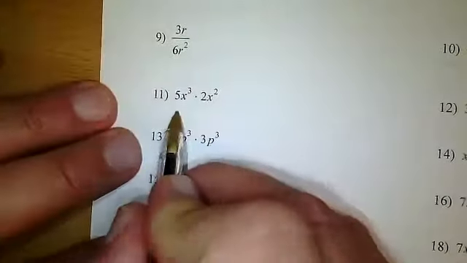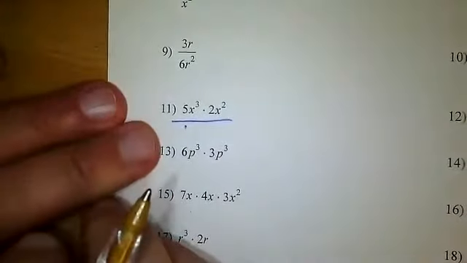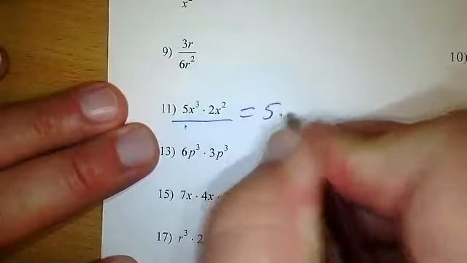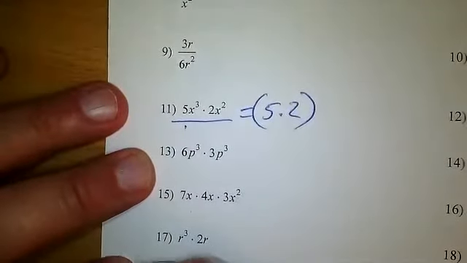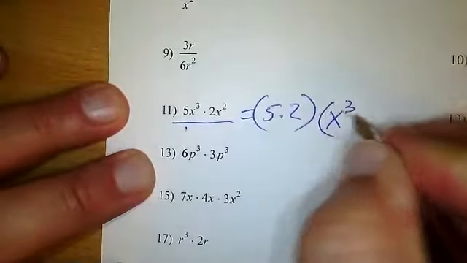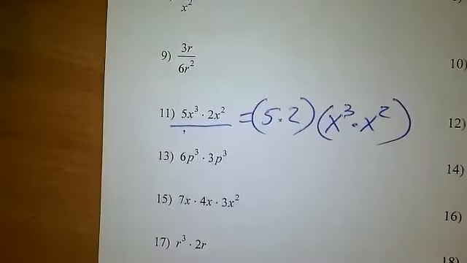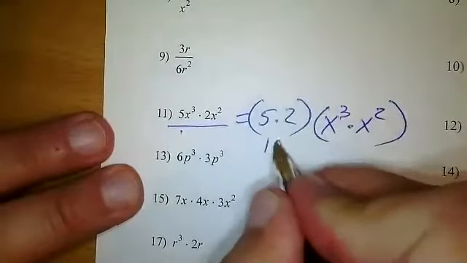Let's look at this one here. Now, I'm multiplying these two numbers together, right? First, I'm going to multiply 5 times 2, and I'm going to put that in front, because it's multiplication. I can move these things around any way I want. I can group them up. And then I'm going to have x to the third times x squared. Do you see how I could do that by breaking up those numbers? Does that make sense? Okay, so this is 10.